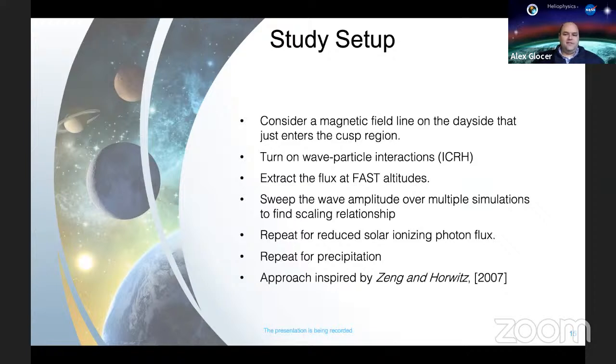And we're going to repeat this for different solar ionizing fluxes, so different solar EUV input, and for different precipitation. As we increase the solar UV input, we're going to change the thermosphere background, but we're also going to change the ionization rate and the production rate, which is going to affect the limiting flux. And the same with the precipitation. The precipitation will give you additional heating, but it will also give you additional ion production. So this is an approach that was inspired by a paper from Zeng and Horwitz, and we're building on that approach by introducing these other factors into the simulation.